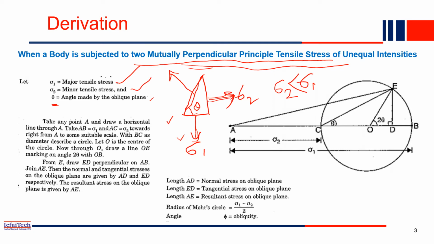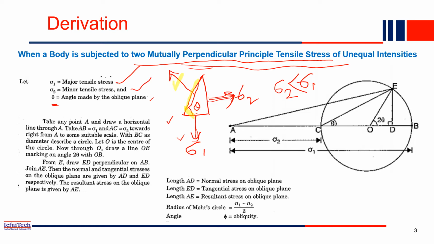Now you are asked to find, for an inclined plane making an angle theta to the horizontal, what the values are. That is our main problem. The tensile force in that plane and the normal force, both we have to calculate using the graphical method, the Mohr circle.